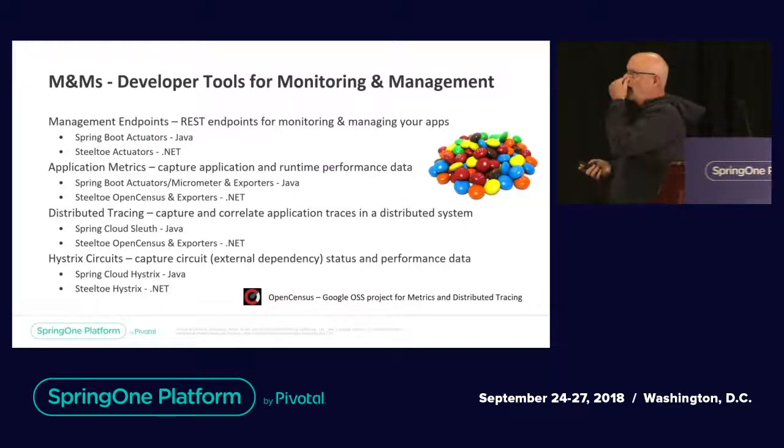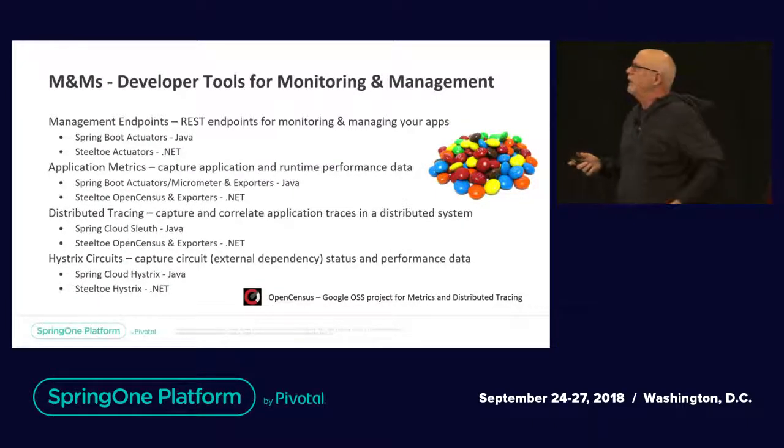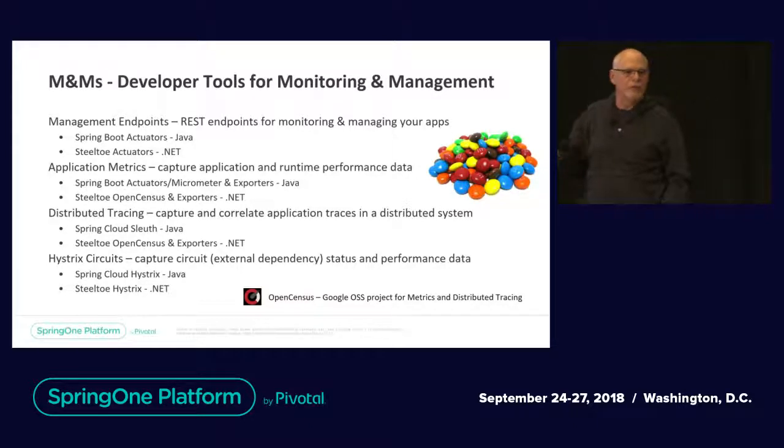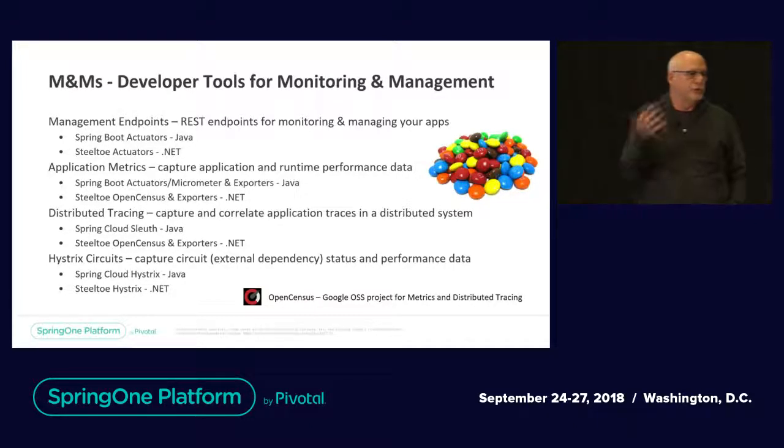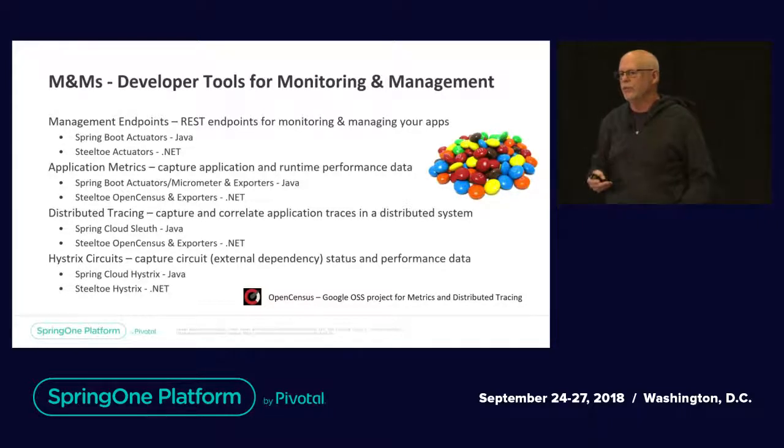I'd like to call these areas, these developer tools that you can drop into your application, the M&Ms. So the M&Ms that you can grab and drop into your application to basically give your .NET application observability. And it also holds true for the Java side of the world. The Java developers can do the same sort of things.